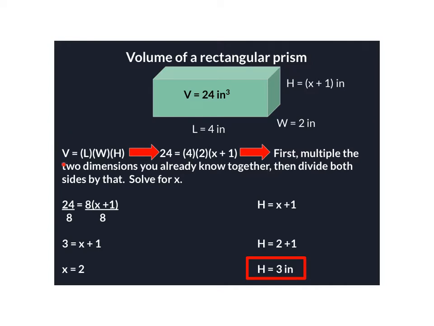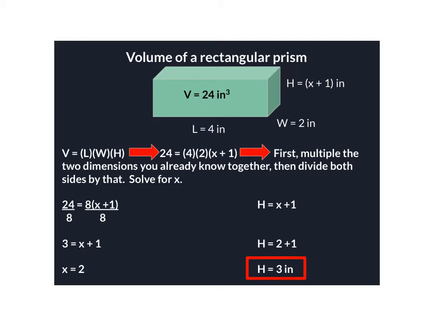If you look over here, the formula for the volume of a rectangular prism, the volume comes from multiplying the length, the width, and the height together. And so we're just going to plug everything in and we're going to solve for x here. So we know the volume is 24. We know the length is 4. Multiplying that by a width of 2, multiplying that by this expression for the height of x plus 1.